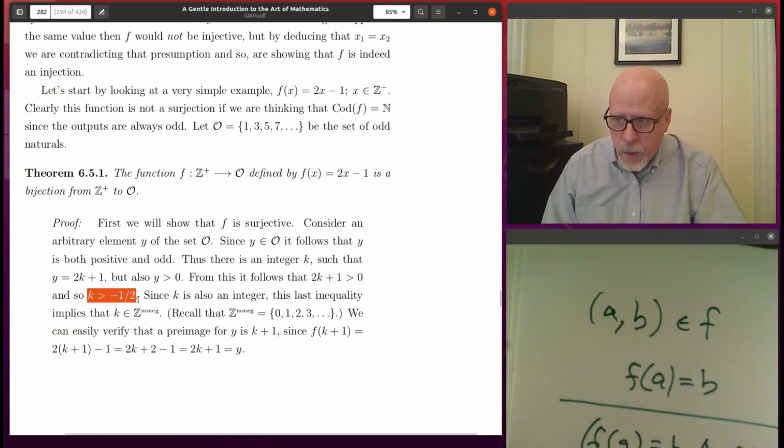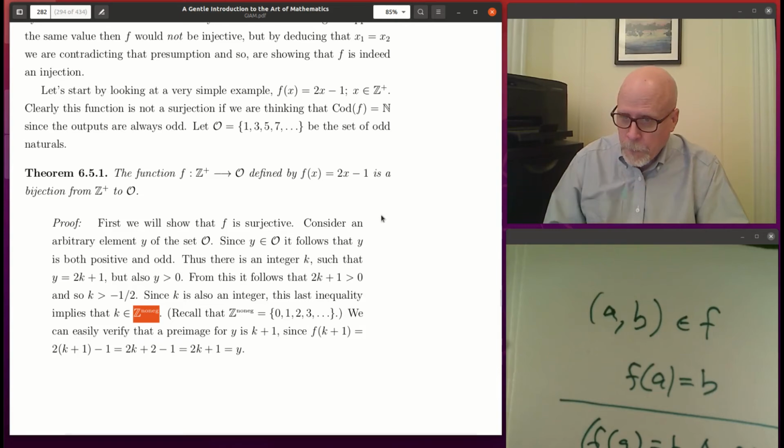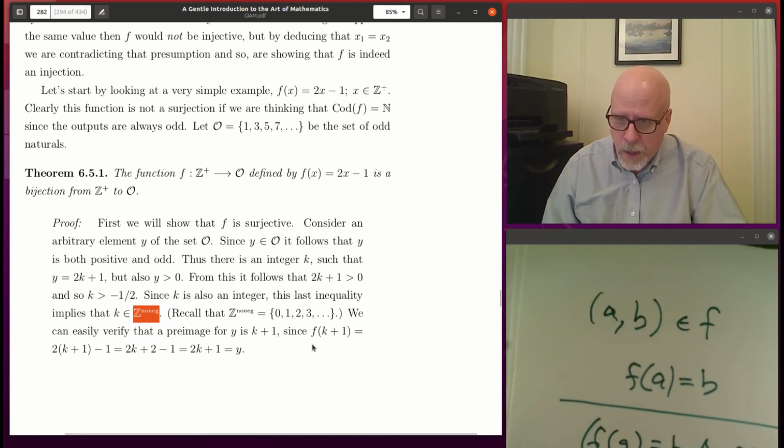But that's kind of the wrong thing, because that's not a whole number. k, we know, is a whole number, or indeed an integer. So what's the smallest that k could really be? 0, right? Negative a half is a number between 0 and minus 1, so minus 1 and anything smaller than that is out, because k has to be bigger than negative a half. So k is 0 or higher. In other words, k is in the set of non-negative integers. So then just check that a preimage for y is k plus 1.